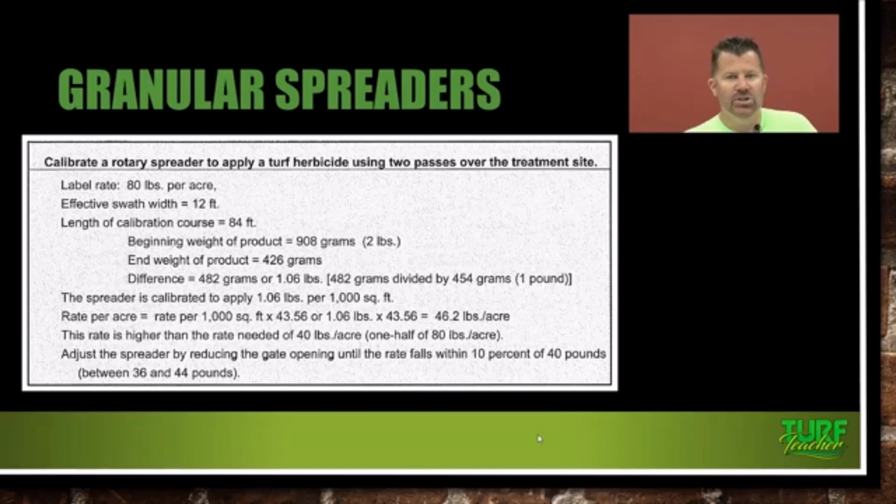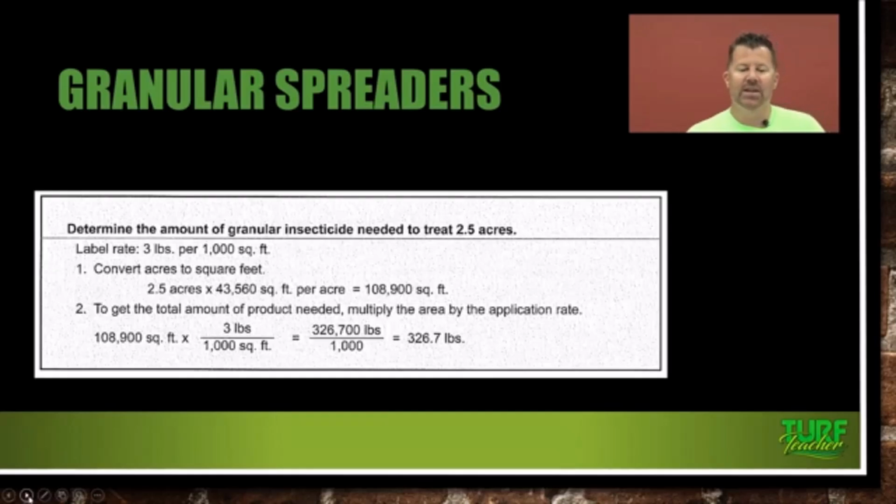So we figured out that 10%, we've got our 40 pounds. So 10% of 40 is 4. So we can go to 36 to 44 pounds of product and we are good to go.